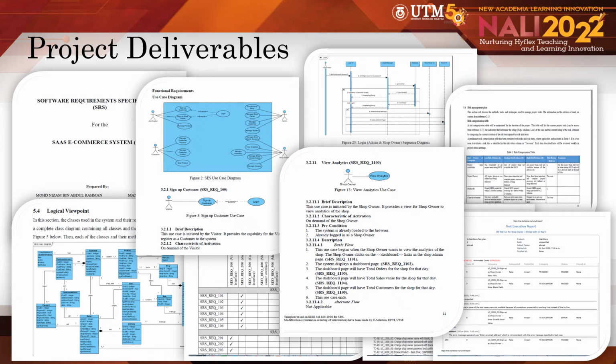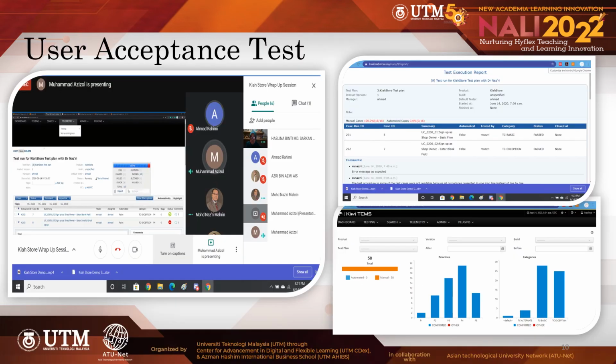At the end of the project, besides the software, the team also delivered its relevant documents. They were the Software Project Management Plan, SPMP, Software Requirement Specifications, SRS, Software Design Document, SDD, Software Test Plan, STP, and Non-Functional Requirements Report, NFRR.